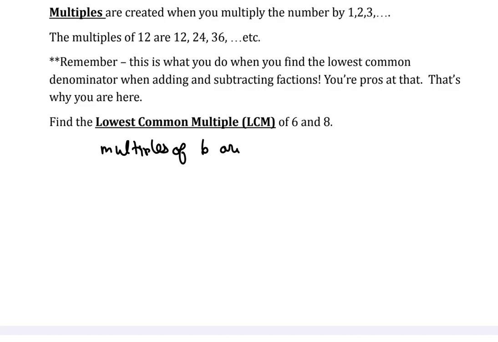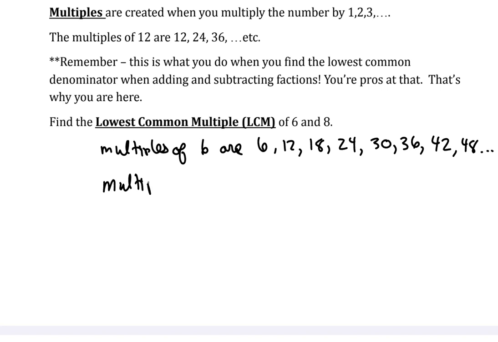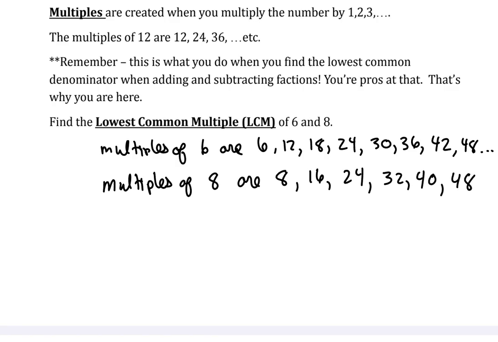are 6, 12, 18, 24, 30, 36, 42, 48, and so on, and multiples of 8 are 8, 16, 24, 32, 40, 48, and so on.